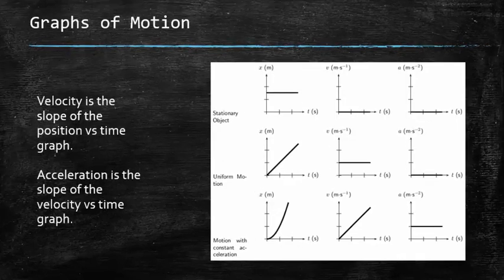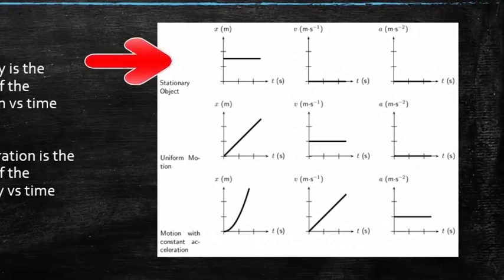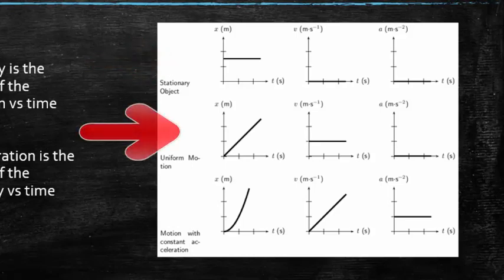And if we focus in on the top one, we've got a stationary object. Its position never changes. The slope of that line is 0, so the velocity is 0. And the slope of the velocity line is 0, and so the acceleration is 0. And if you look at the middle one, the object changes position at a constant rate. It's a straight line. So the slope of that line gives us the velocity, which is going to be a constant value. And when we take the slope of that velocity value, since it's a horizontal line, the slope is 0, so the acceleration is 0.